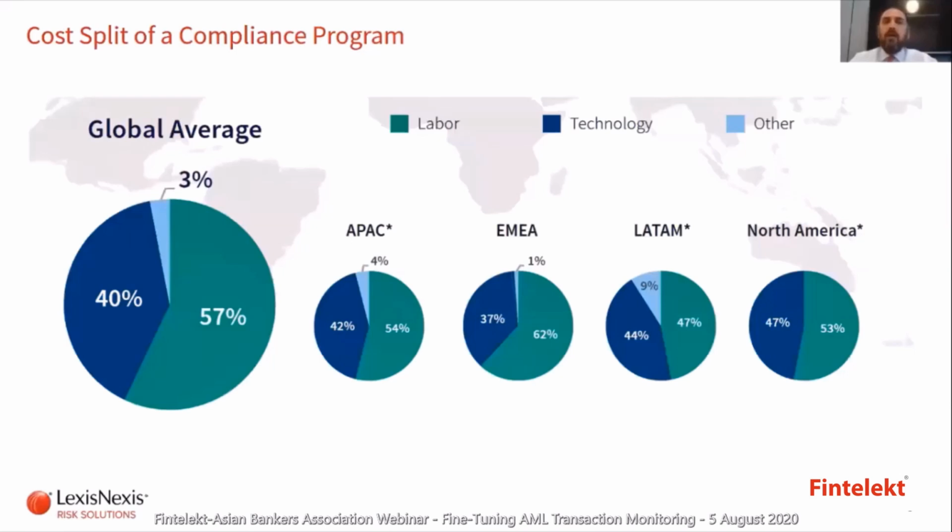Now, I think what's really important and something that I want to share with you is that if we compare to the 2016 LNRS True Cost of Compliance Survey, in APAC, 81% of costs went to labor. So that's a significant reduction. That's a 27% reduction in the amount of money being spent on labor versus technology, which is a huge step in the right direction.